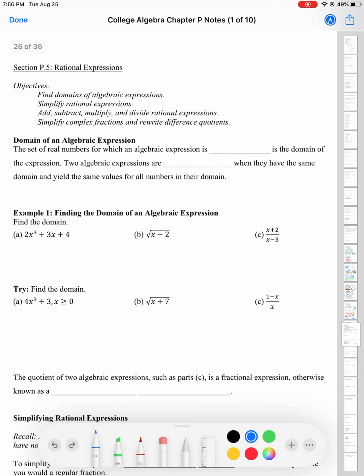So to start things off, let's fill in these blanks. Domain of an algebraic expression: the set of real numbers for which an algebraic expression is defined is the domain of the expression. Two algebraic expressions are equivalent when they have the same domain and yield the same values for all numbers in their domain.